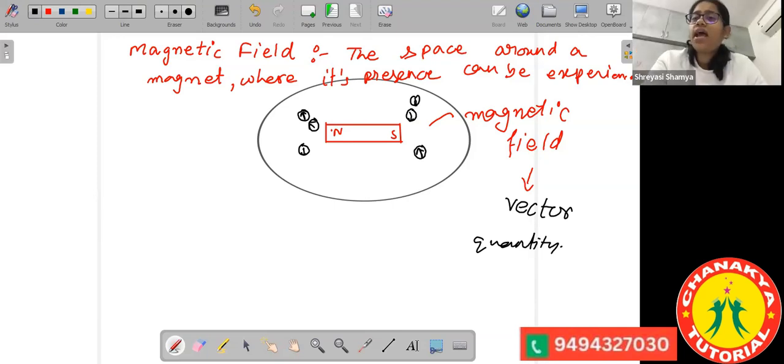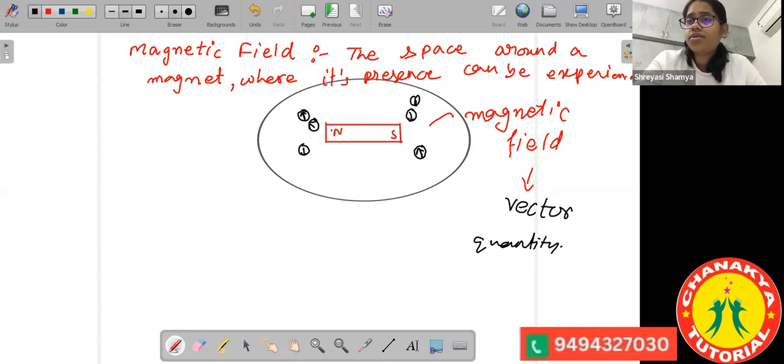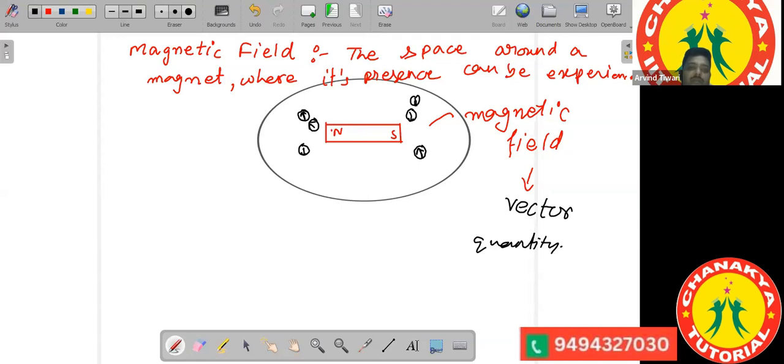Sir, I did not understand what you showed in the magnetic fields. Now we'll repeat. This is the compass needle. If you place your compass needle over here, the compass needle will point along this direction.